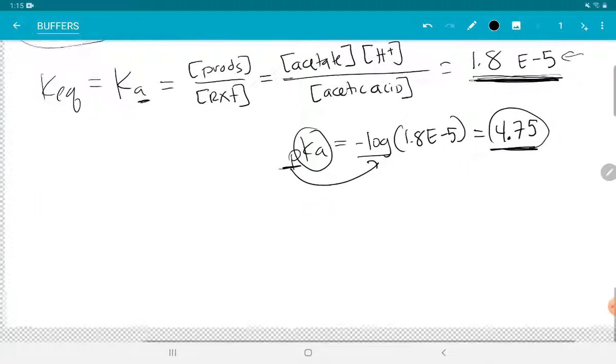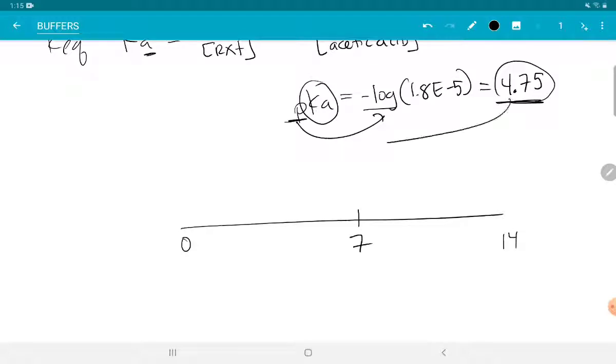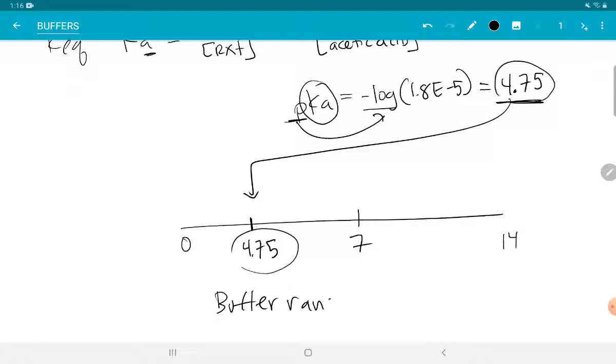And this number is a very interesting number. As far as the pH scale goes, remember my pH scale from 0 to 14 with 7 being neutral, I could plop this number on my pH scale at 4.75, and that just lets me know that acetic acid is an acid, and if I had equal amounts of the acid and conjugate base, my pH would be 4.75. Okay, so one thing about buffers, acetic acid is a buffer. It buffers really well, which we call the buffer range, plus or minus 1 pH unit from the pKa.